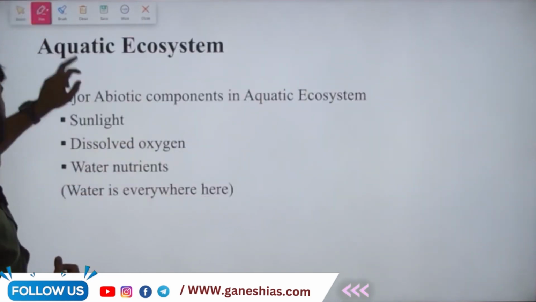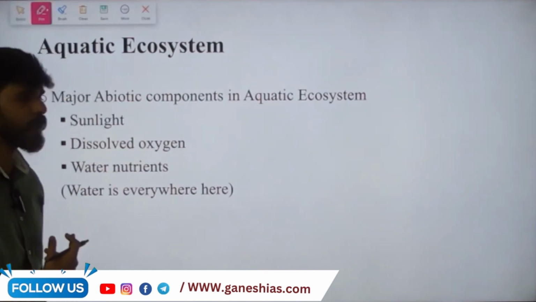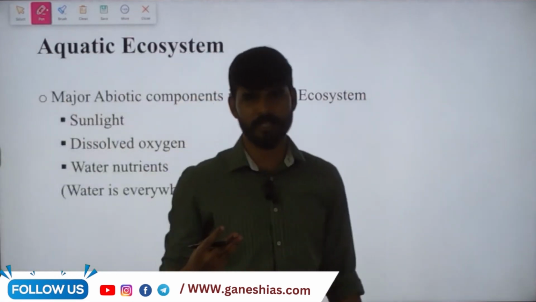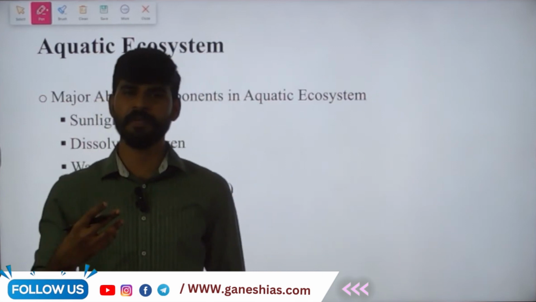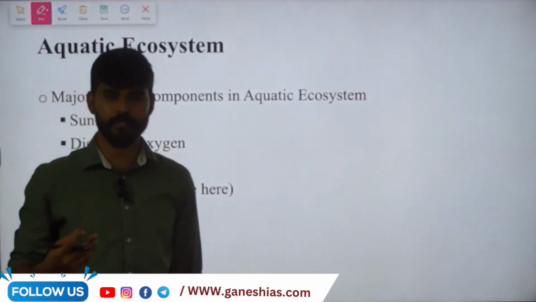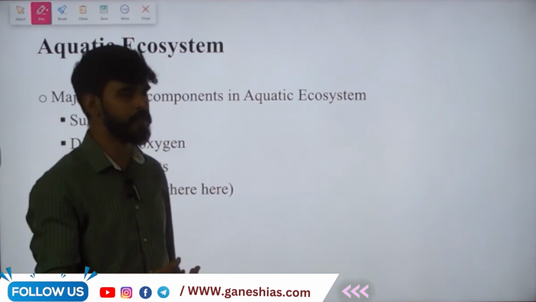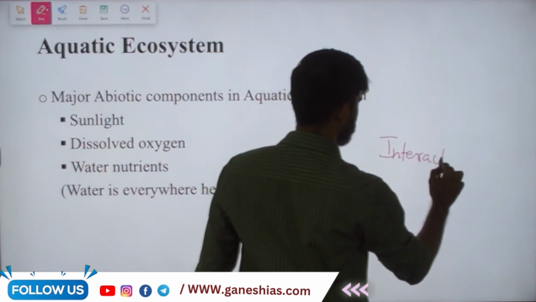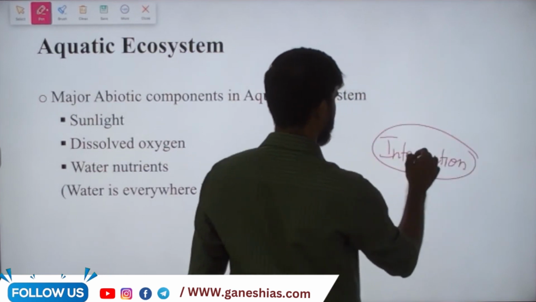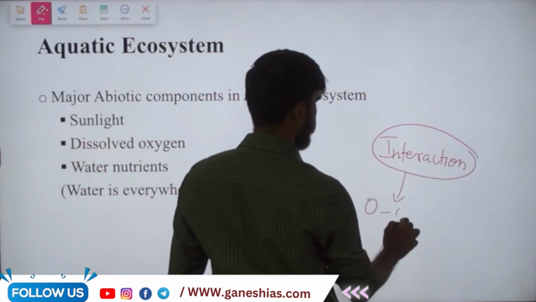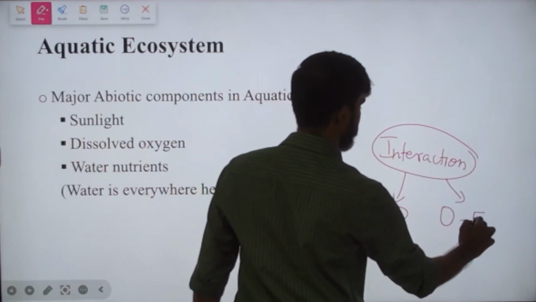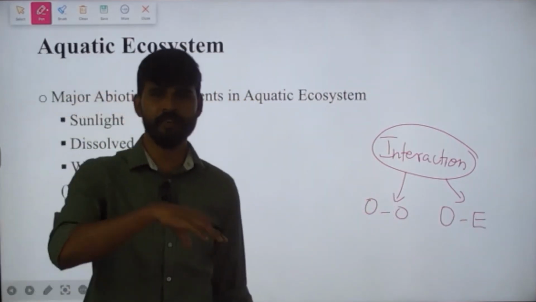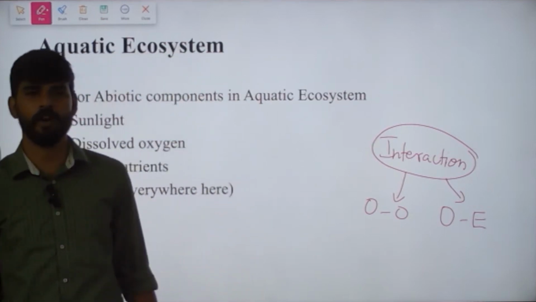First thing is aquatic ecosystem. What are the major abiotic components of aquatic ecosystem? So what is ecosystem in general? Ecosystem means interaction which is happening between an organism and another organism, and also between an organism and its environment. So any ecosystem's key word is interaction. Interaction between what and what? First is organism and organism, and then organism and its environment. The study about this interaction is called ecology, and when it operates as a system, then it is called ecosystem.